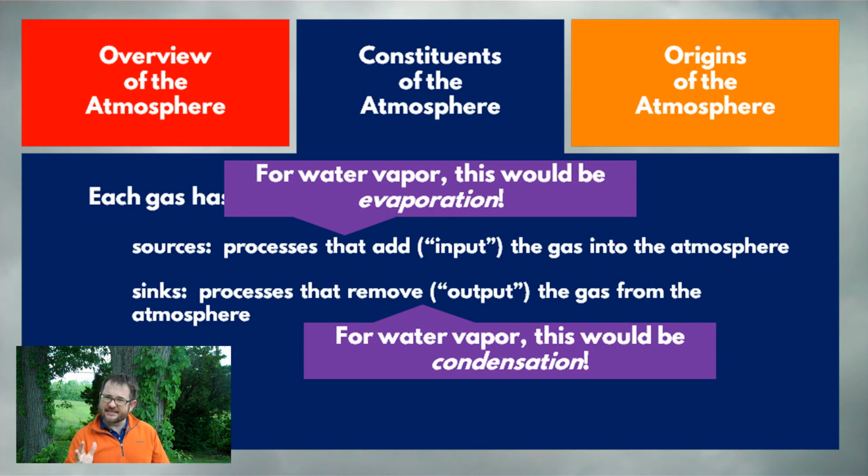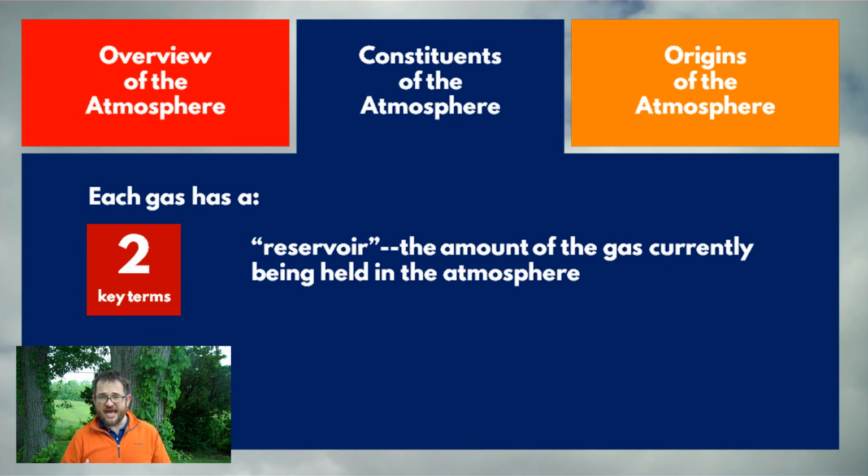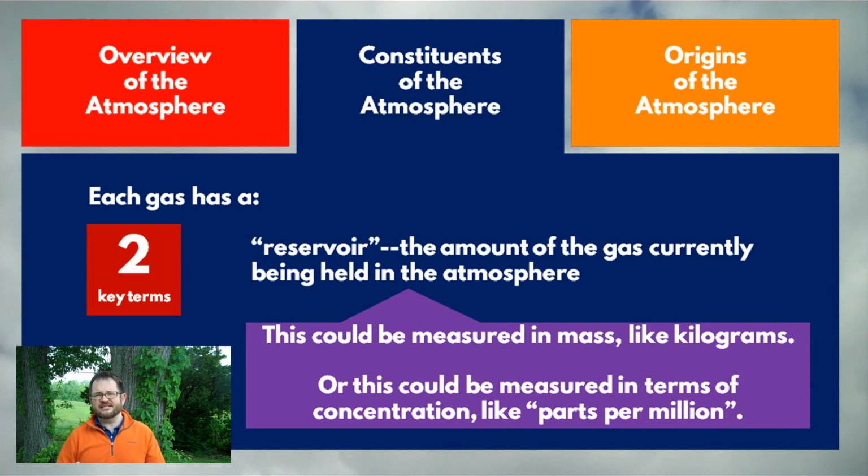Now, each of these gases that we have up in the atmosphere is going to have two important properties associated with it that describe how that gas gets in the atmosphere and stays in there. There's going to be two key terms here. One of those terms is the reservoir. Think about reservoir in the context of a lake, right? When the Corps of Engineers builds a reservoir, it's an artificial lake that stores water. The word reservoir means how much is being held. A good dictionary definition of reservoir in this context would be the amount of the gas that's currently in the atmosphere. Now this could be measured in terms like kilograms. How many kilograms of oxygen are in the atmosphere?